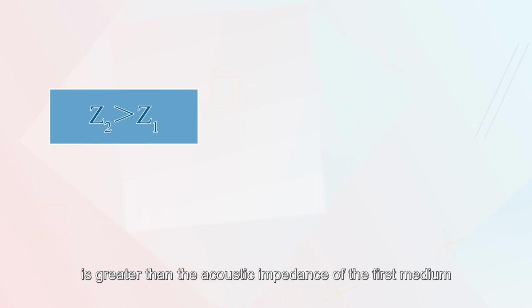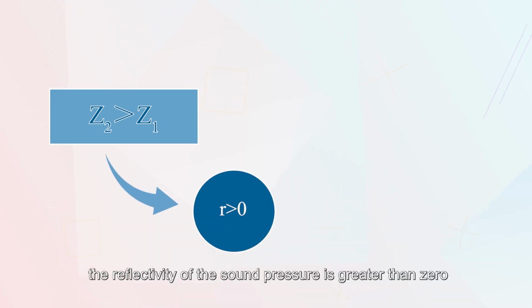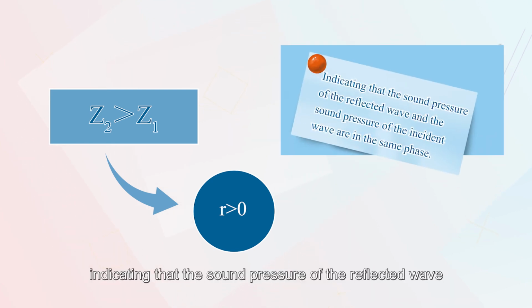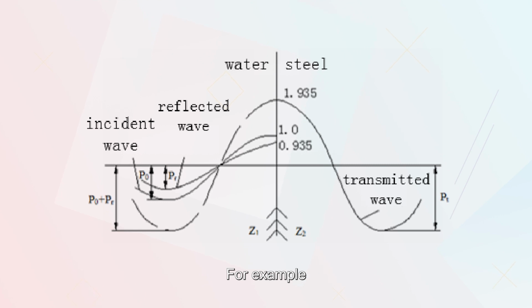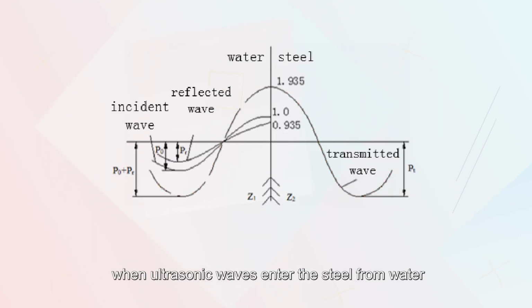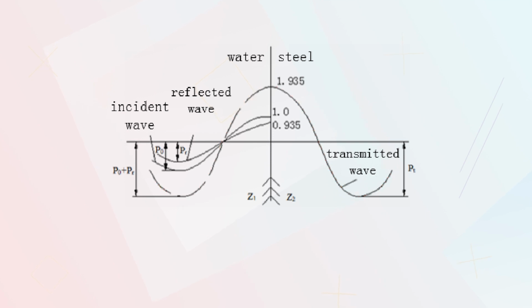3. When the acoustic impedance of the second medium is greater than the acoustic impedance of the first medium, the sound pressure reflectivity is greater than 0, indicating that the sound pressure of the reflected wave and the sound pressure of the incident wave are in the same phase, and they are superimposed and enhanced. For example, when ultrasonic waves enter the steel from water.